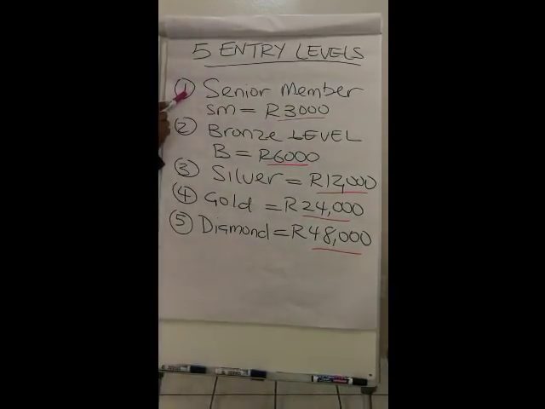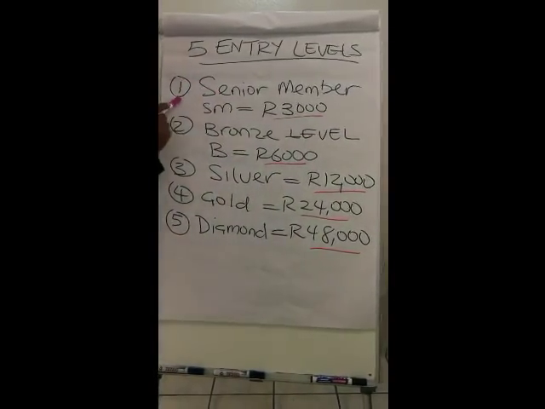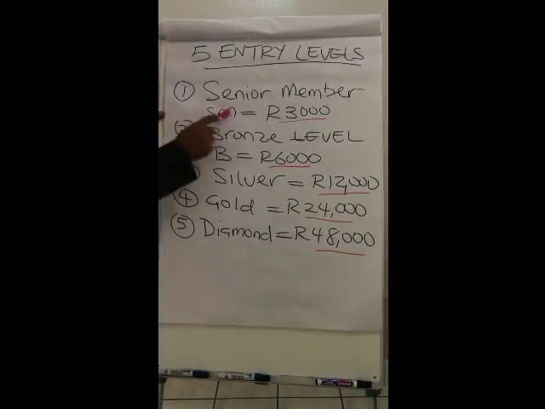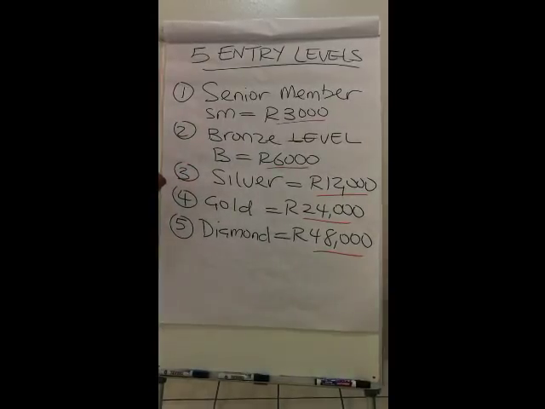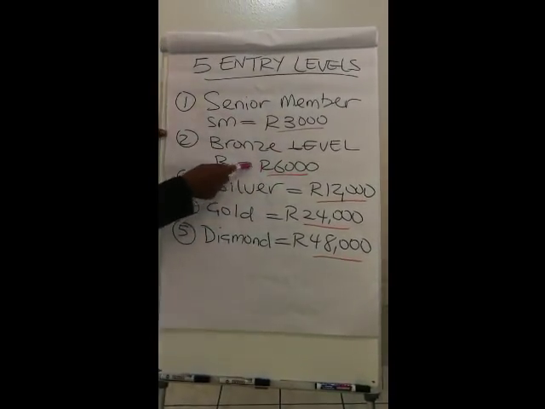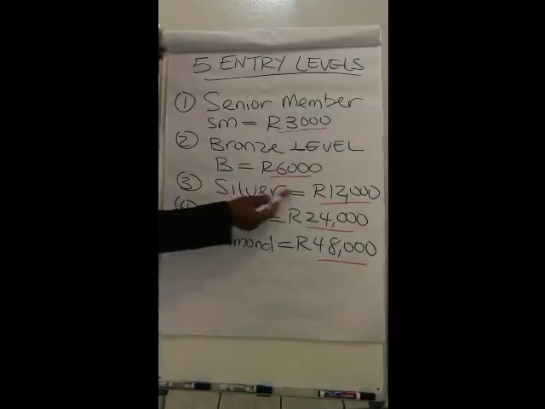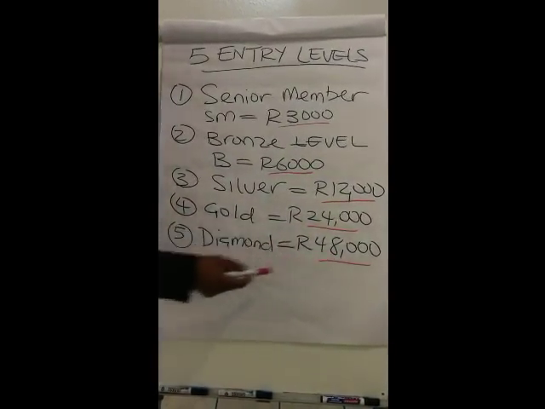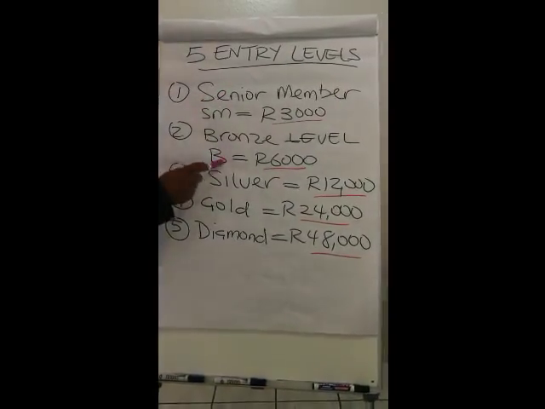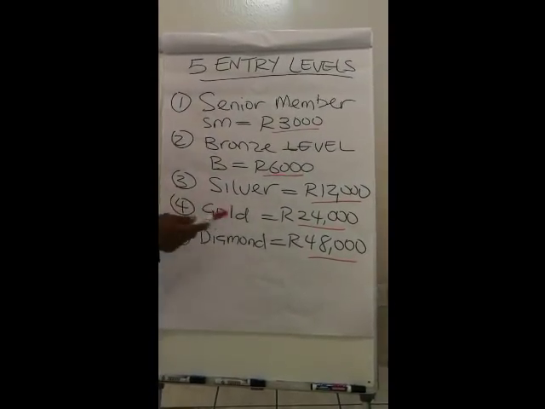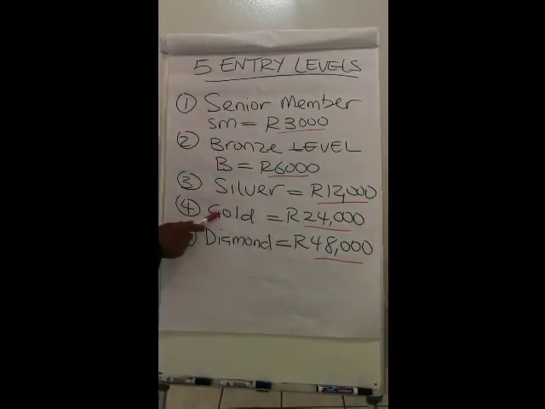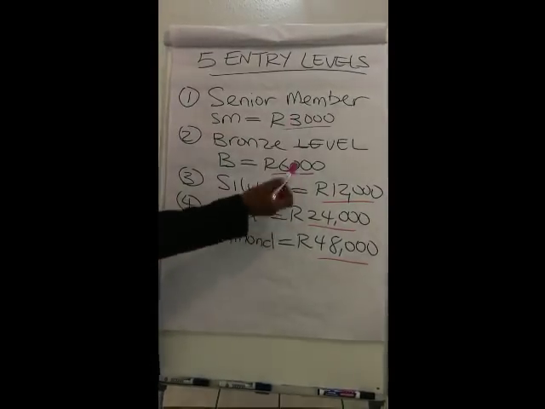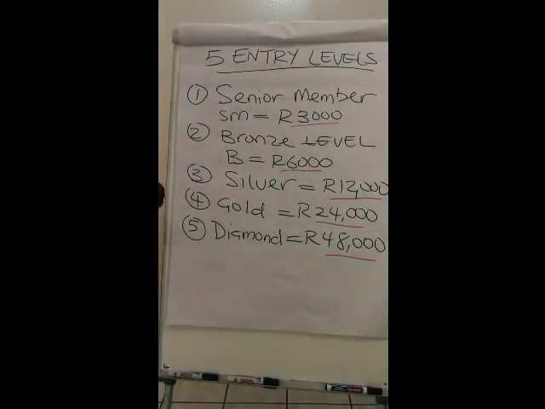The first is the senior member. Senior member entry level, the amount is 3,000 rands. I use this code, SM, take note of this. The second level is bronze, which is 6,000. The third level is silver, which is 12,000. The next level is gold, 24,000. Diamond, 48,000. So it's SM, bronze, silver, gold, diamond. SM, B, S, G, and D. And those are the joining fees: 3,000, 6,000, 12, 24, and 48.